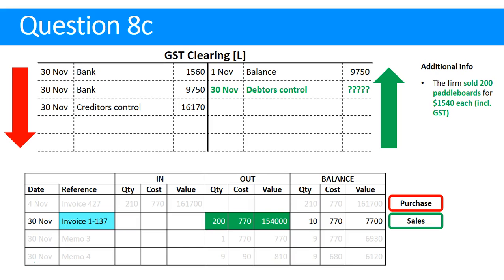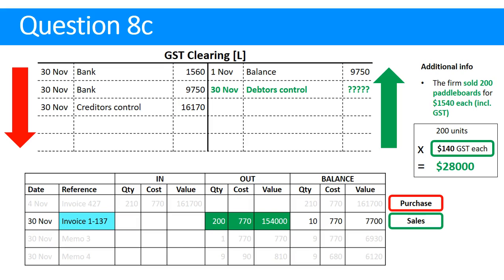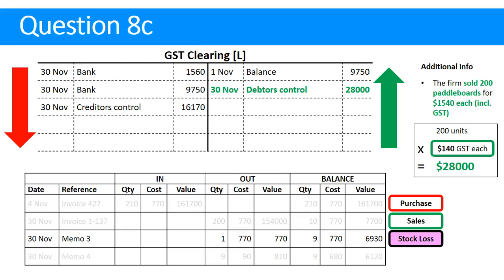So what we're told is we sold 200 paddleboards for $1,540 each. So if we go and divide that by 11, that'll give us the GST on each unit. So we sold 200 units. Now if we do $1,540 divided by 11, we get $140 GST on each sale. Therefore, in total, we charged our debtors $28,000 of GST, so that would show up as our credit next to debtors control there.